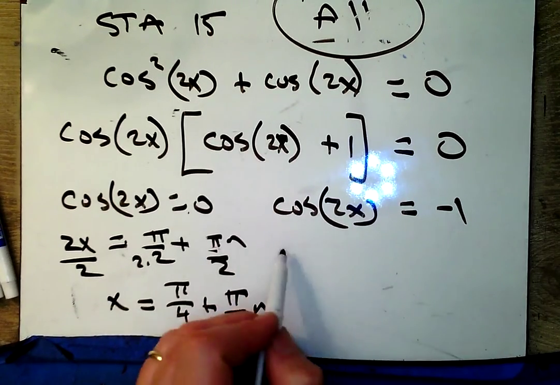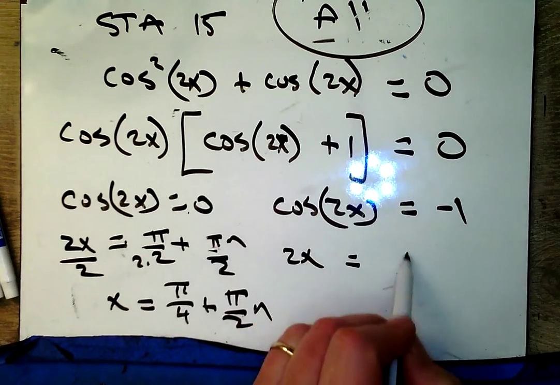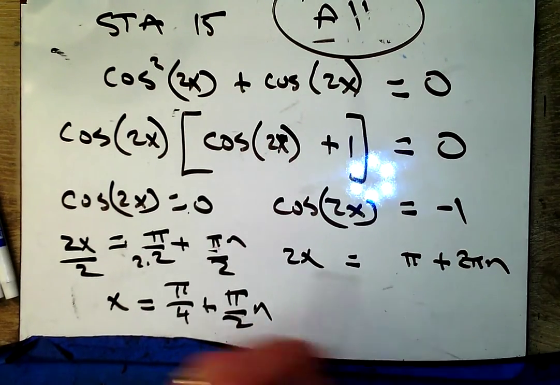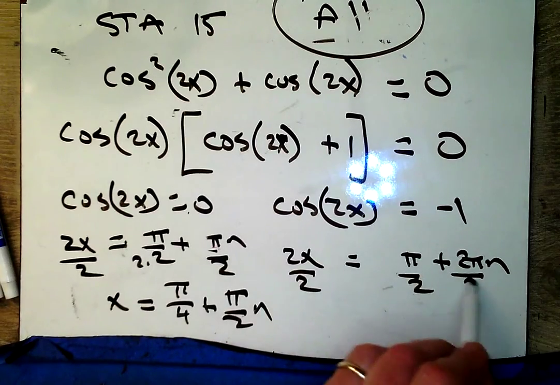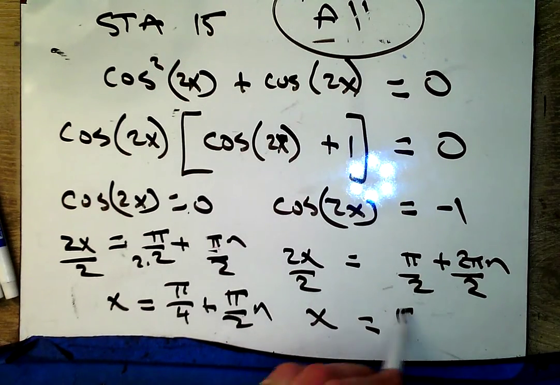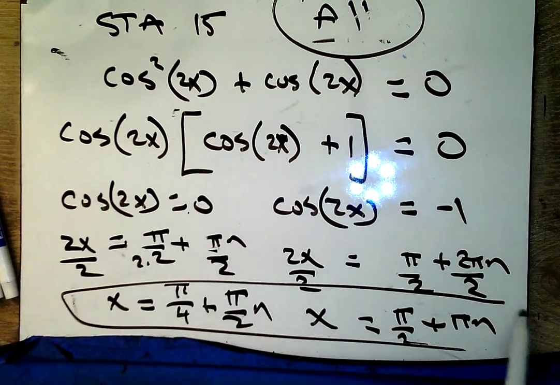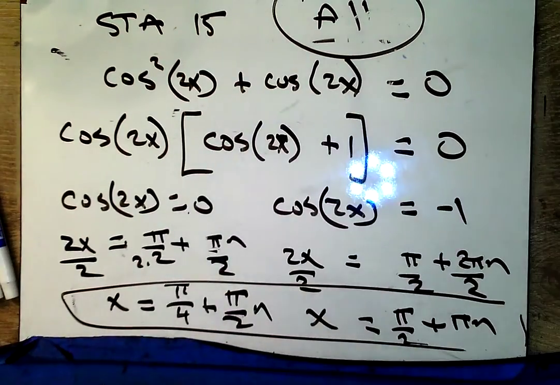Well, we know that cosine is -1 only at pi plus 2 pi n. If I divide everywhere by 2, I'm going to have x equals pi over 2 plus pi n. So that's going to be my solution to the second problem on station 15.